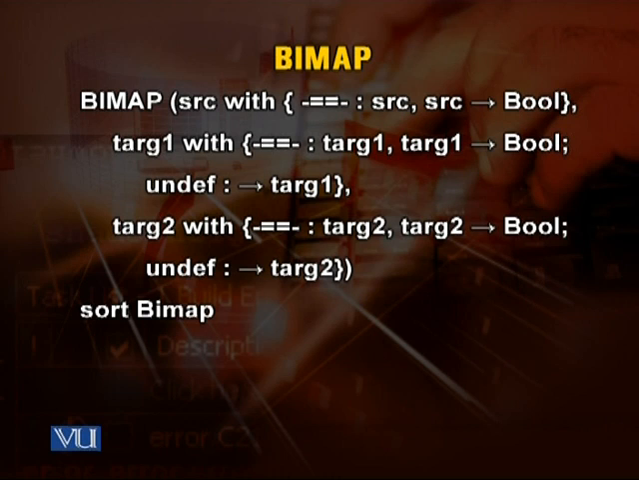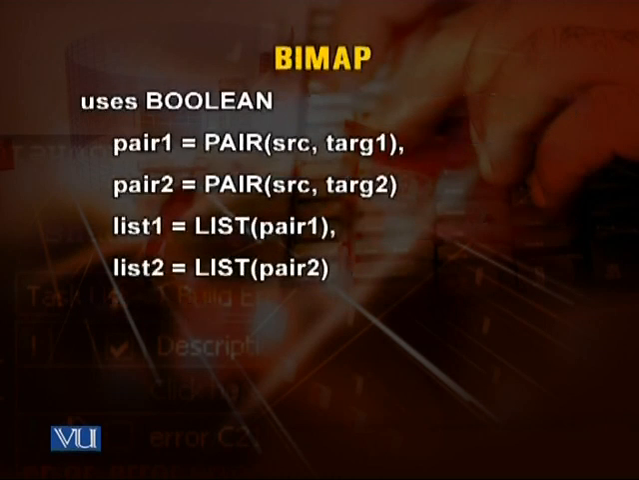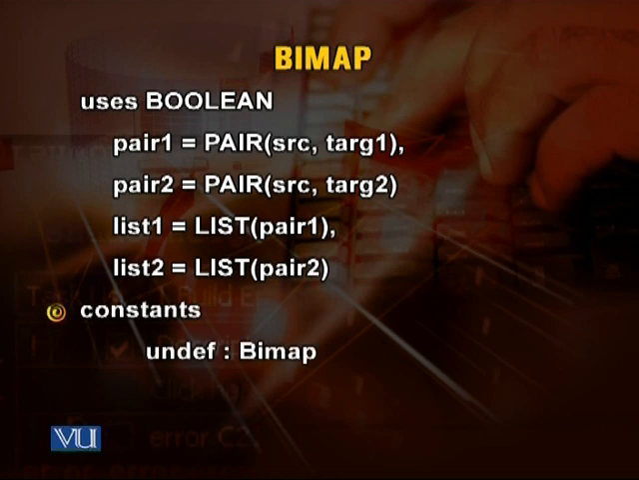Now here we have uses something different, something new. It uses Boolean, and then we say it uses pair 1, which is a pair of source and target 1, pair 2, which is a pair of source and target 2, list 1, which is list of pair 1, list 2, which is list of pair 2, and we have an undef as a constant which is defined for bimap.